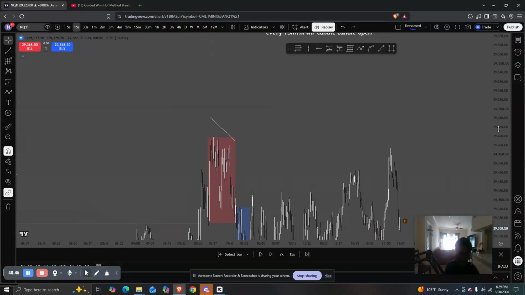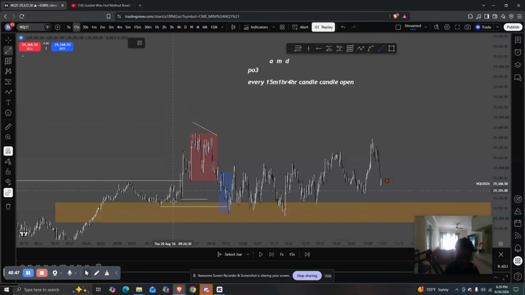So we have 9:30 over here, adding on, generating liquidity. And then we have this 9:30 range, the 9:30 to 9:45 range, manipulating higher. We have 9:45 distributing. So guess what we're probably going to do?